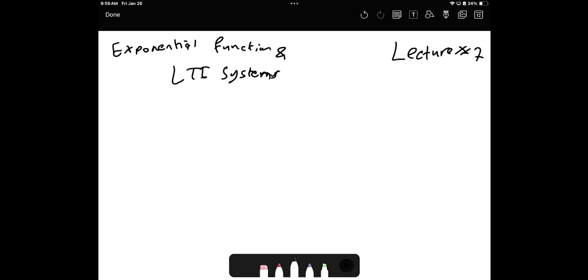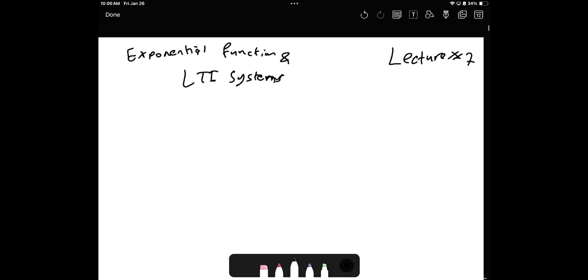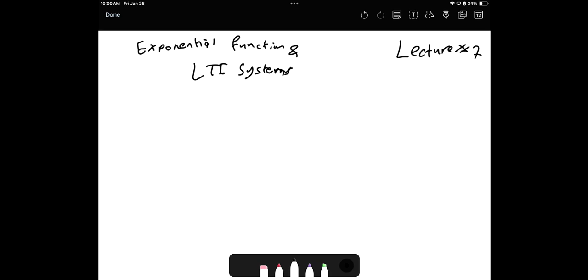Good morning. So today's topic, we will continue on the exponential function, try to finish it out, and start with the LTI system. And what do we mean by LTI system?